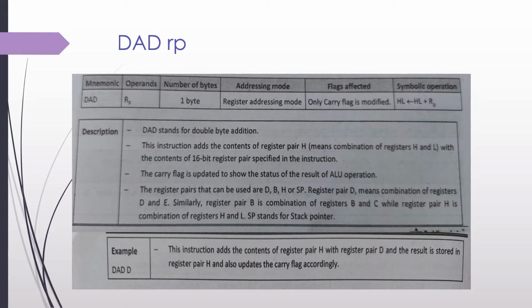As the operand is a register, the addressing mode is register addressing mode, and it is a single byte instruction, and only the carry flag is getting modified in the DAD RP instruction. The valid pairs of register are BC pair, DE pair, HL and SP. So when you are doing DAD H, it is HL plus HL and the result is stored in HL. Or if you write DAD B, it is HL plus BC and the result goes back in the HL pair of register.